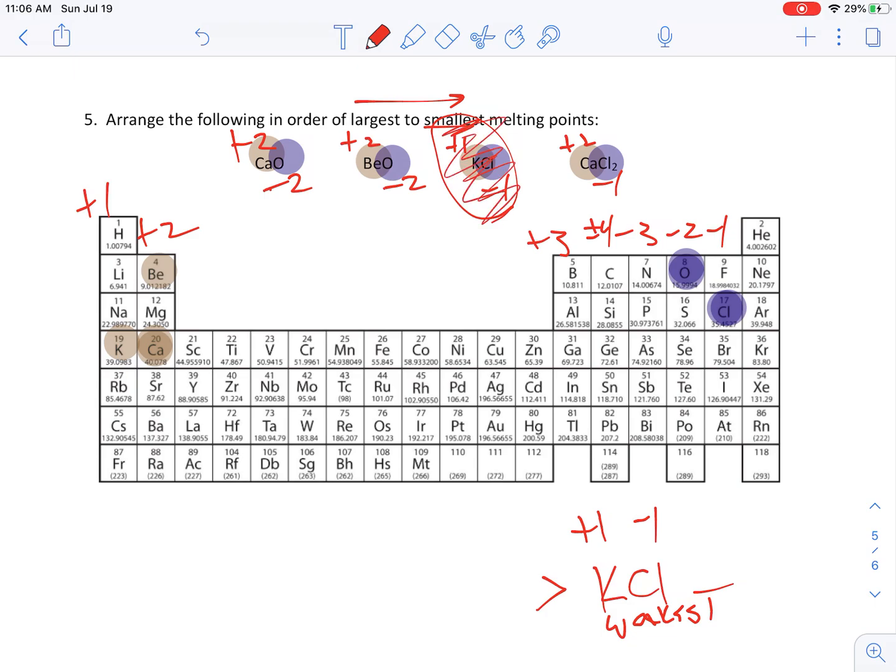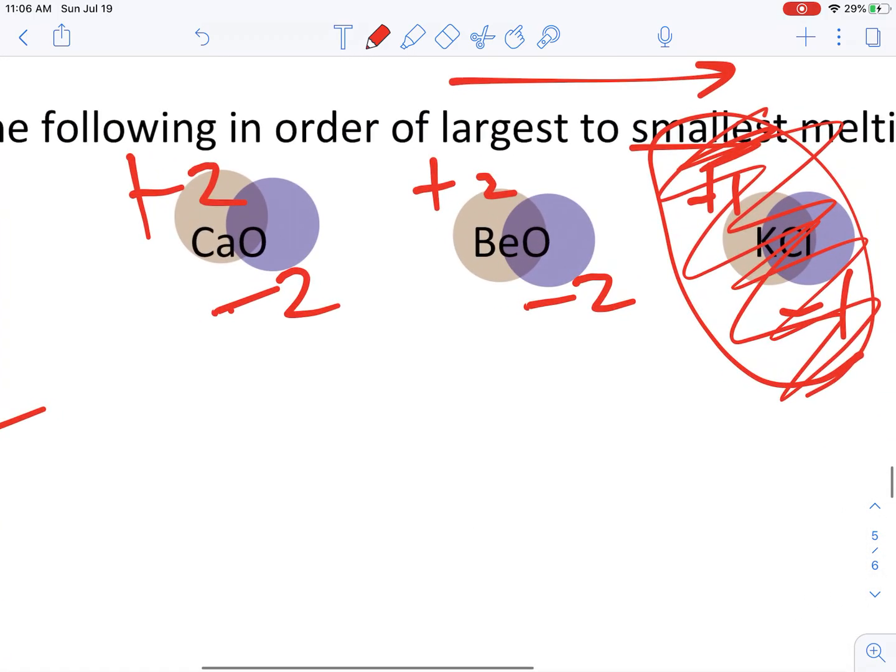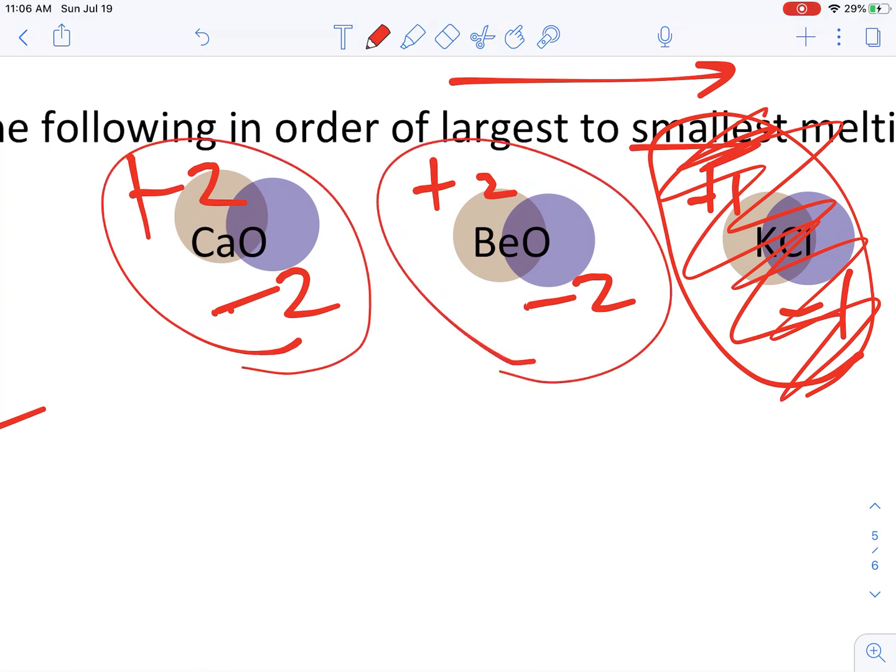All right. Our next weakest should be pretty obvious. That should be the calcium chloride, because it's a plus 2 and a minus 1. Now we are comparing the calcium oxide and the beryllium oxide. They are slightly more difficult to compare because they're both plus 2 and minus 2 here.